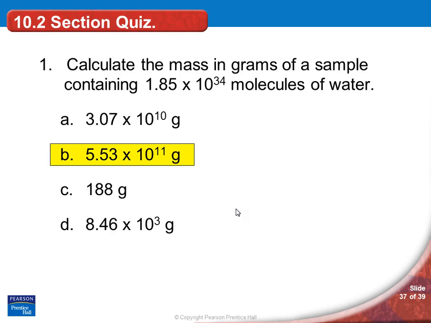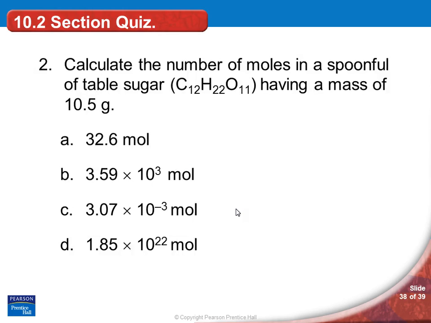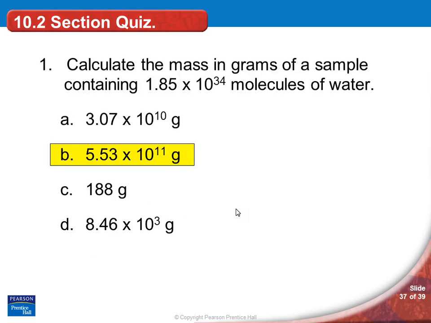Was I trying to find volume? We're trying to find mass, not volume. Why? Because I want grams. Yes, similar mass.